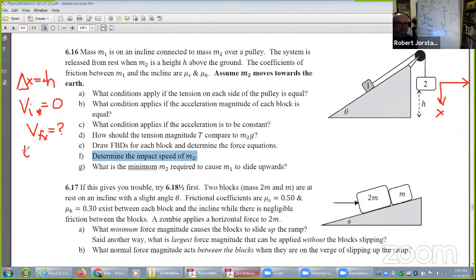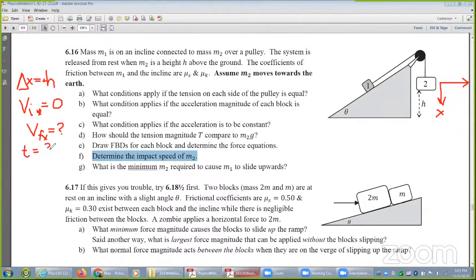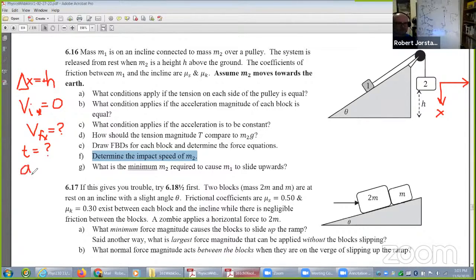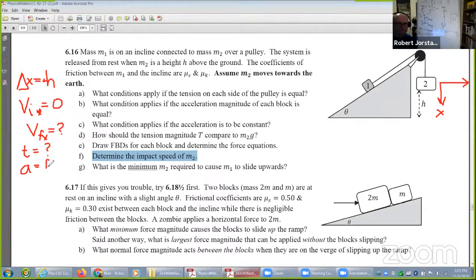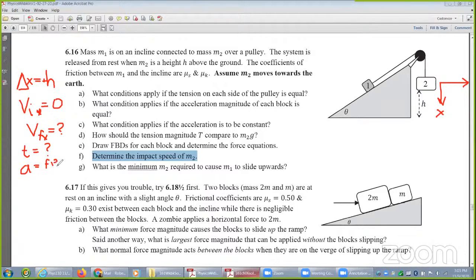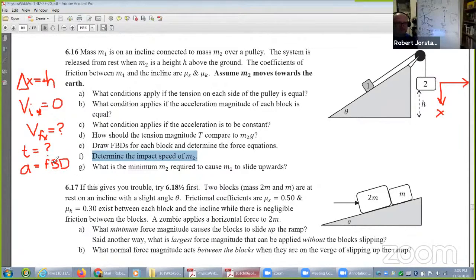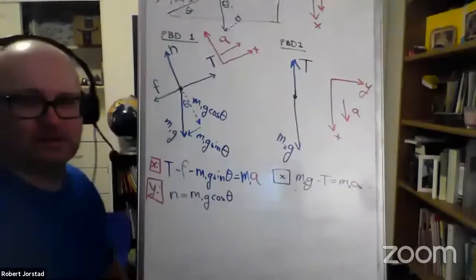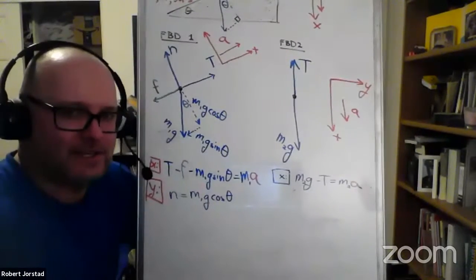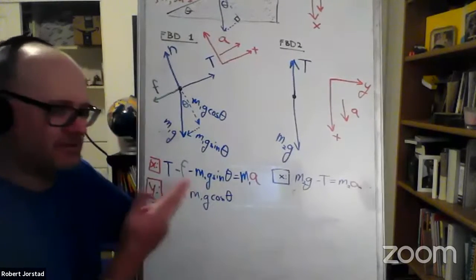What about time? Do I know the time? No. What about acceleration? You can calculate acceleration. From what? From the FBD, from the force equation. So now we see what we got to do. We use the FBD to get A, then do kinematics on it. All right, so let's get to work. How could I get the acceleration? I know how to do kinematics. If I could just figure out A, what would you do to get A?